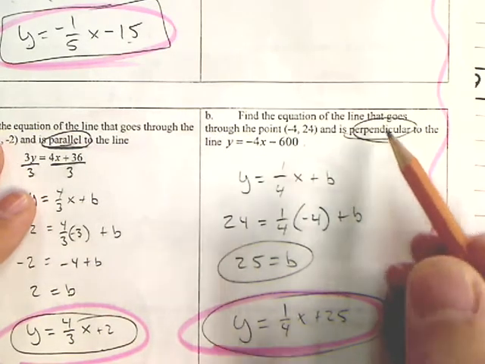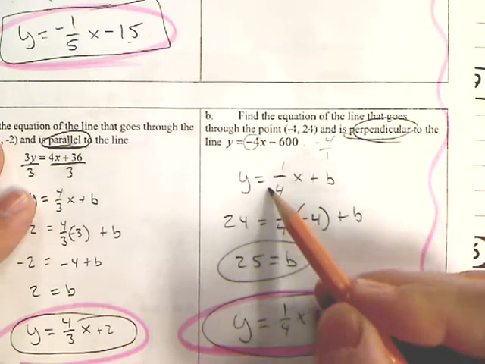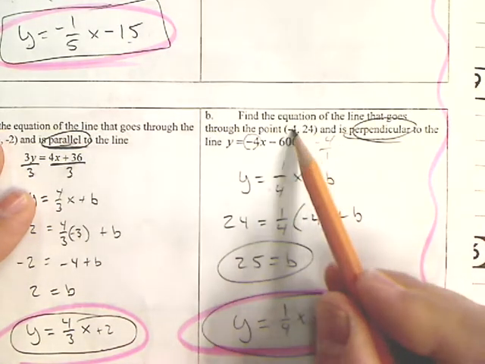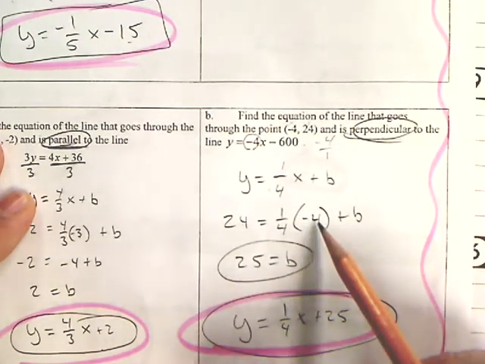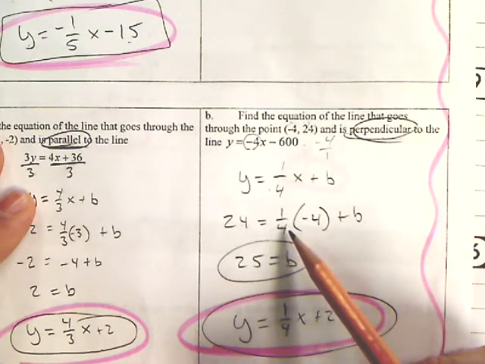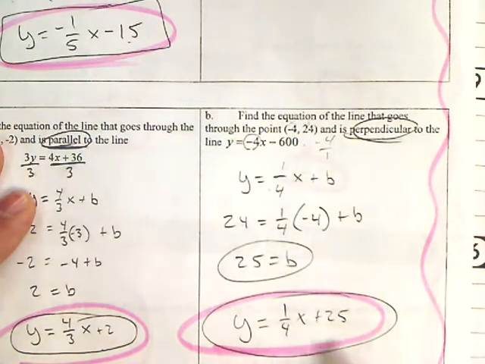Perpendicular, opposite reciprocal, there's my slope, which is negative 4 over 1, so the opposite would make it positive, reciprocal just flips it over. Substitute in your x and your y, x and y, multiply, gives me a negative 1, so I add 1 to both sides and I get my 25, and there's my equation.